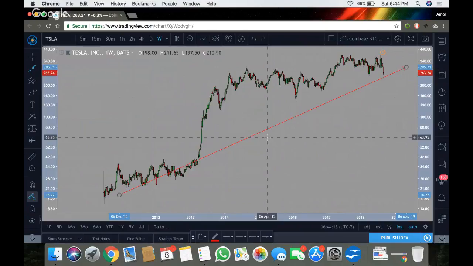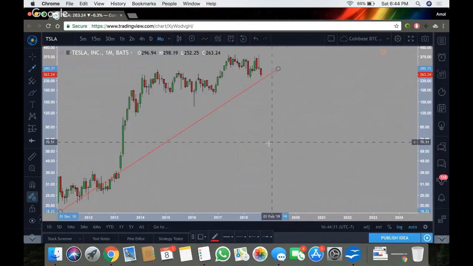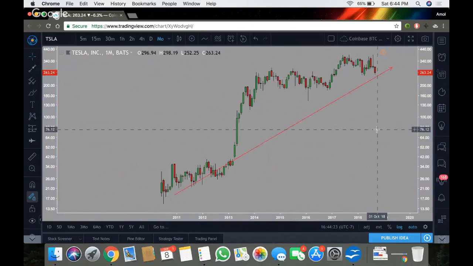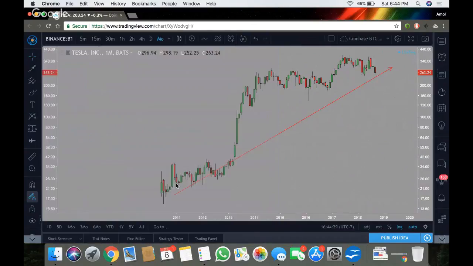Okay, look at multiple time frames. Okay, 4-hour, daily, and weekly are good time frames for charts that have enough data, and even monthly, potentially, right? This is Tesla on a monthly chart. Again, clearly an uptrend. Okay, so let's go back to our Bitcoin chart over there.